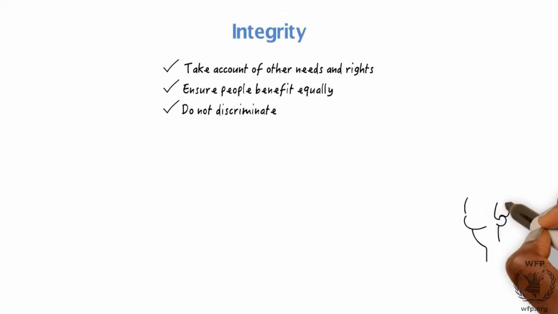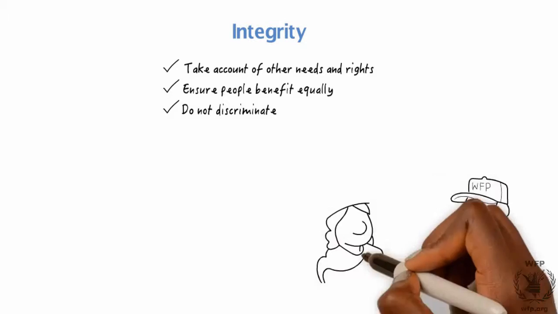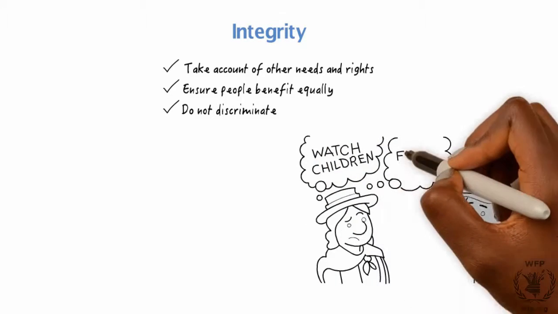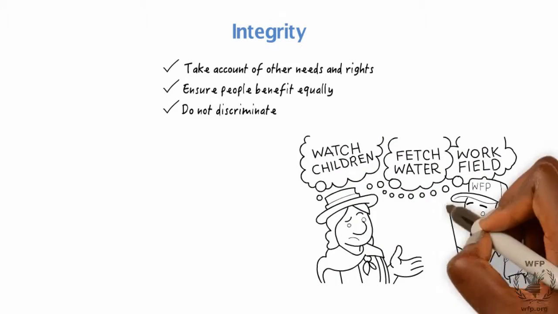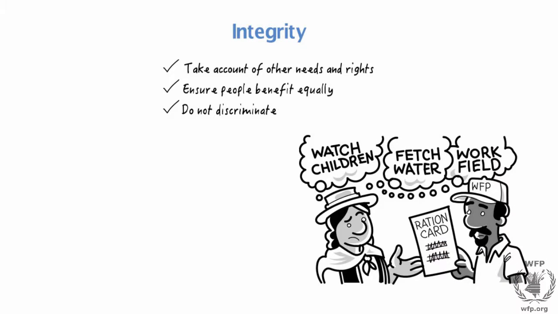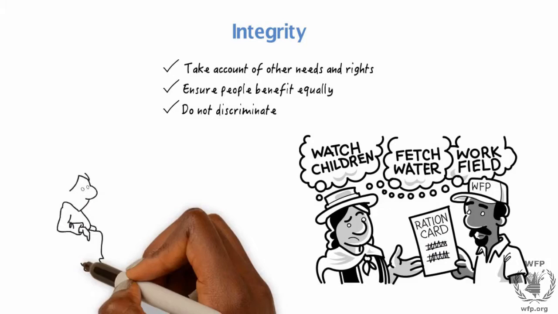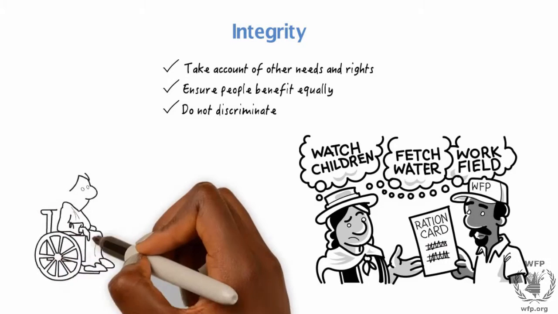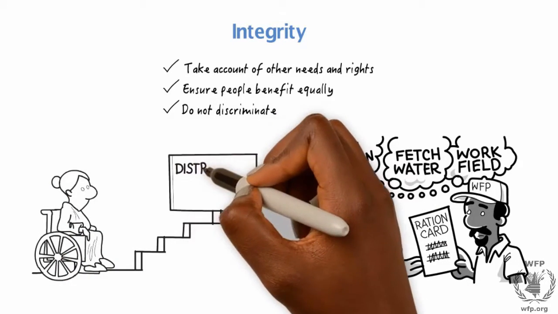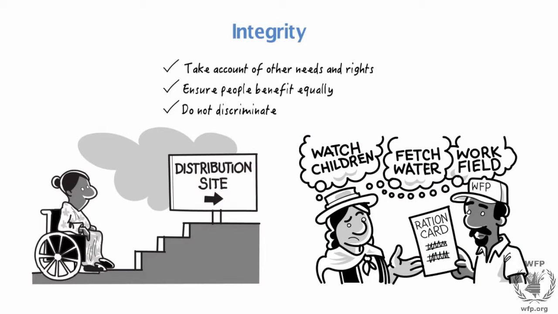For instance, we sometimes make women the entitlement card holders in a family without considering whether collecting the food may place an extra burden on their time and energy. In other cases, we may forget to make sure that disabled people are able to access our distribution sites. Understanding the whole of people's needs and rights is part of respecting integrity.